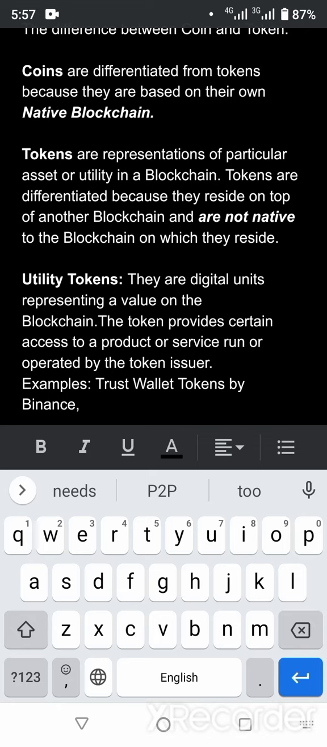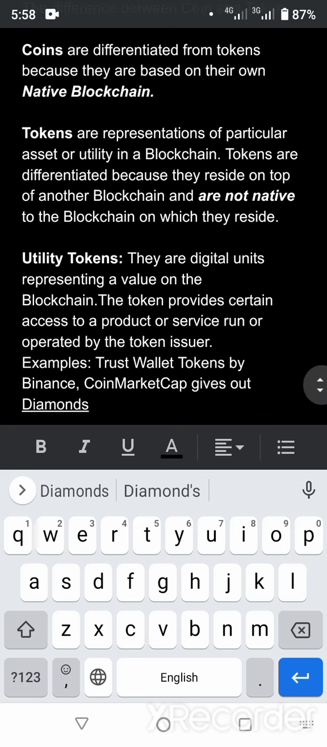CoinMarketCap gives out diamonds to users. Now, those diamonds you can redeem for prizes, and you can use them to engage in the quizzes they run, learn-to-earn quizzes. You can use them for minting. CoinMarketCap gives out diamonds, which are tokens, to its users.